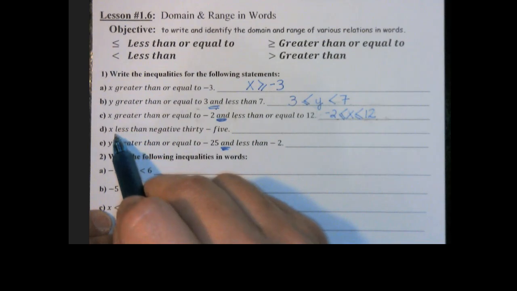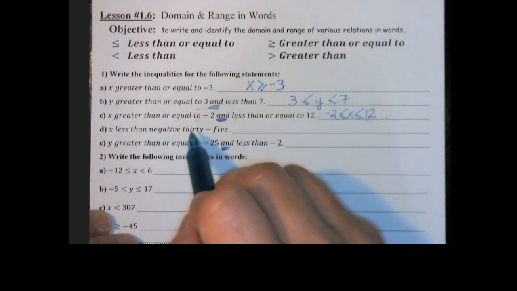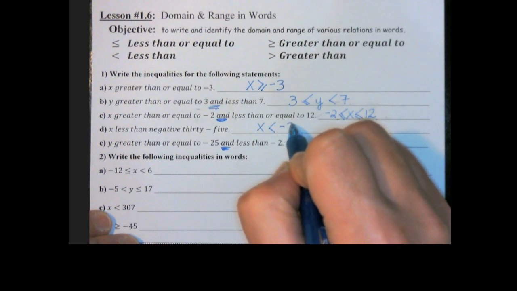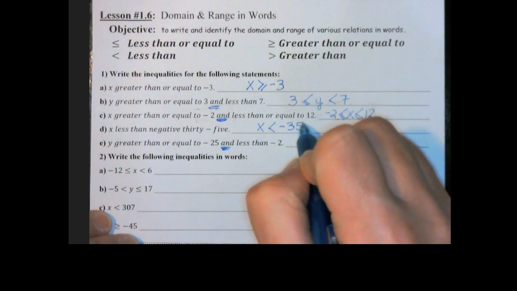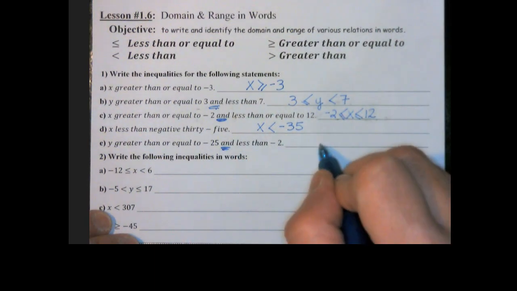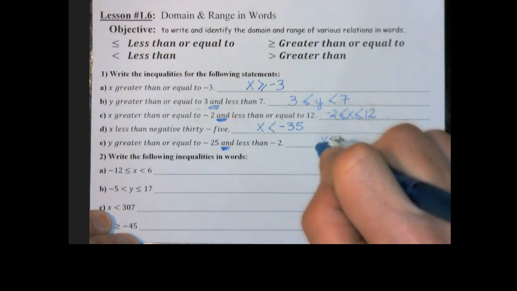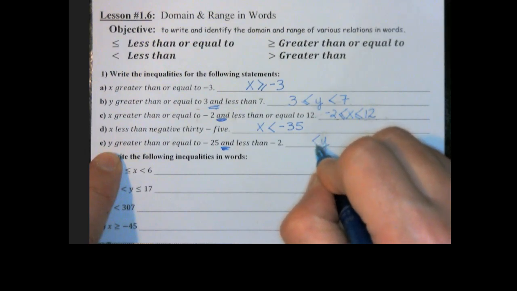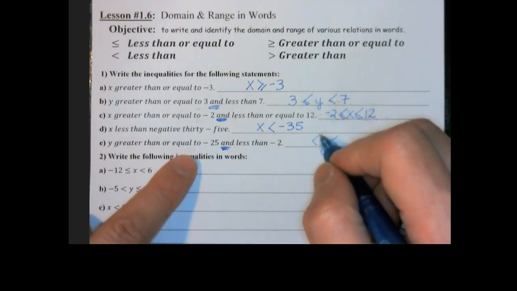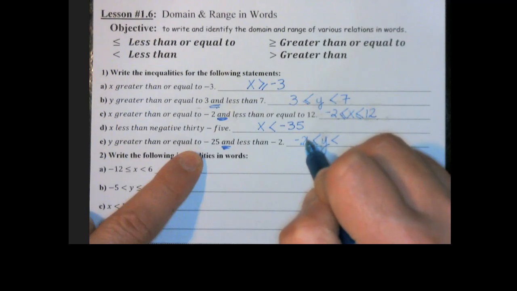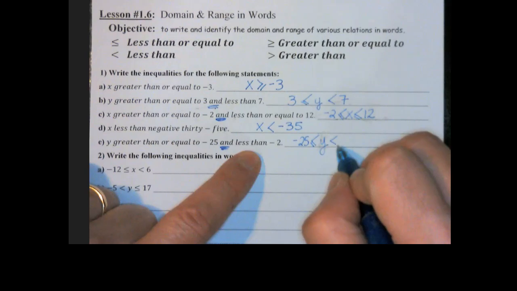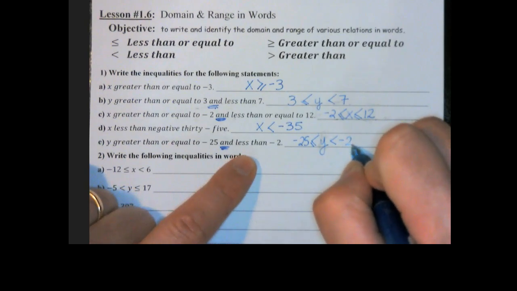The next one is x less than -35, so x less than -35. And the last one has the word and, so we make the interval, and it's not x, it's y. So y, the two inequality symbols, y greater than or equal to -25, and less than -2.